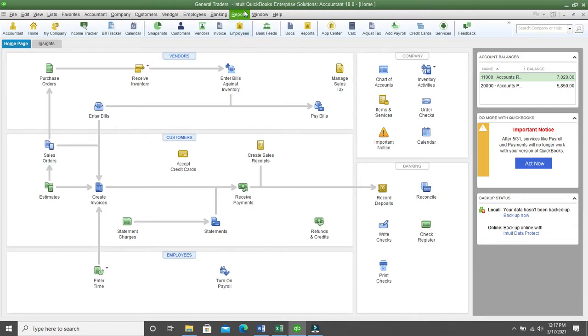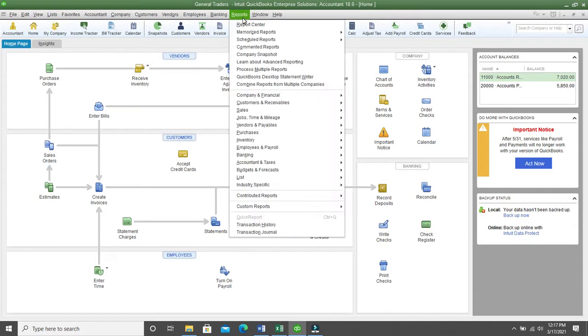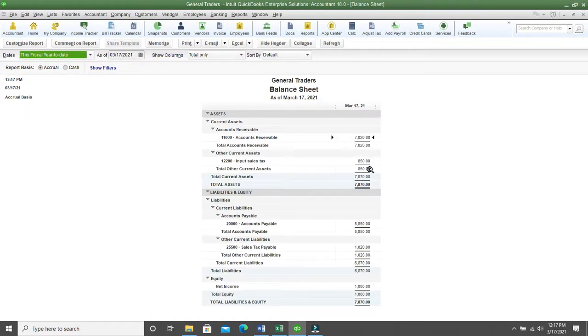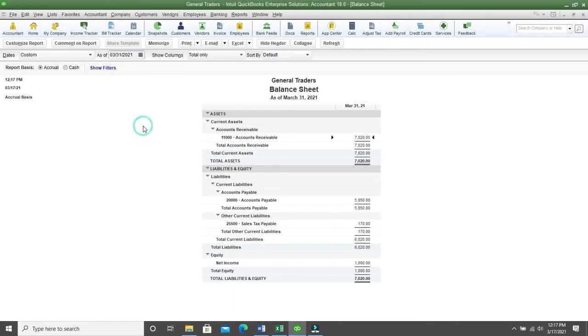Go to reports and check whether our account has been adjusted. Go to company and financials, go to balance sheet standard, and change this balance sheet date to 31st March because I have adjusted this tax on 31st March. Now you can see that in other assets there is no input sales tax appearing in this list, because the input sales tax account is now 0, so it is not presented there.